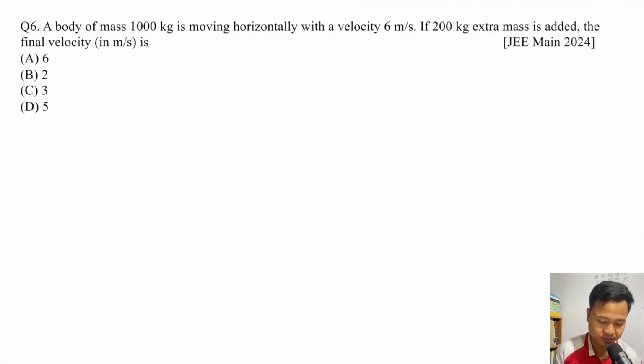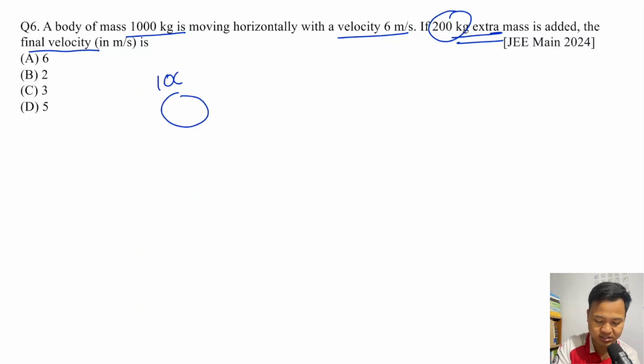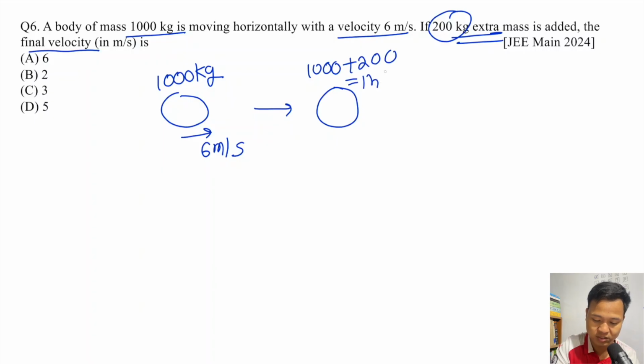Okay, next question. A body of mass 1000 kg is moving horizontally with velocity 6 meters per second. If 200 kg extra is added, then the final velocity will be. So here initially you have 1000 kg moving at 6 meters per second. Then 200 kg of mass is added, 1000 plus 200, which means the new mass is 1200 kg.